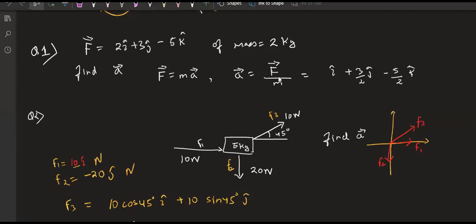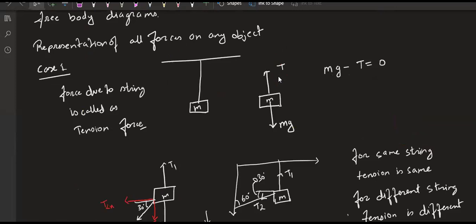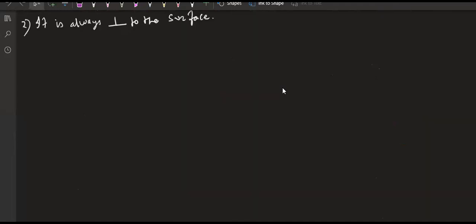Now in last class we studied about different cases. We talked about tension force, we talked about normal force. And we started constraint motion. I hope all of you remember that. Pulley problem, case 3. So we will continue that case.